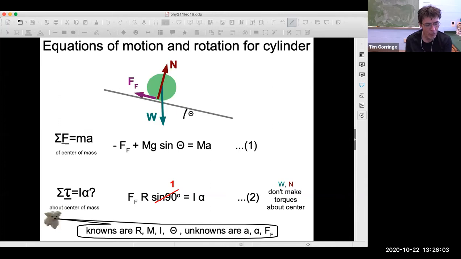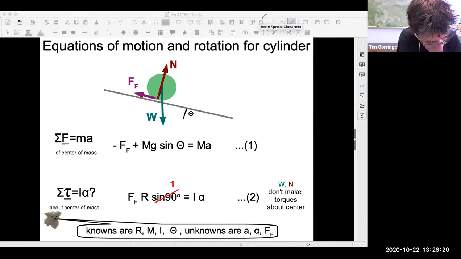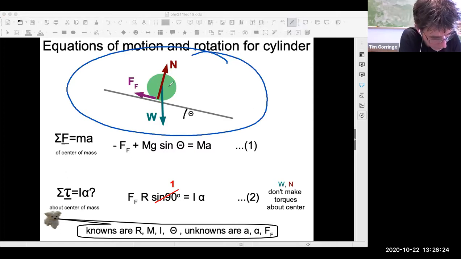I want to write down on this slide the equations that encapsulate the rotational and the translational motion. To start that, I made this sketch here of the rolling sphere, cylinder, or ring in green, and the various forces that are acting on it. It's quite a sophisticated sketch, I think. I was quite proud of it.